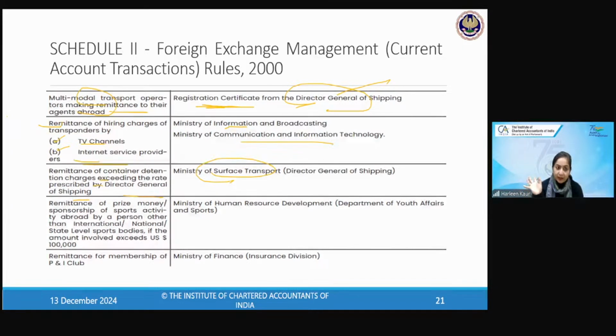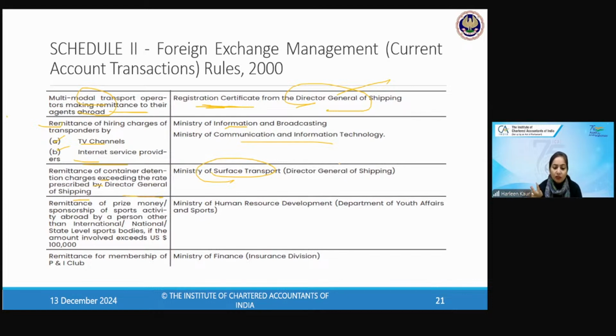Is that clear? Now, the last one is remittance of prize money or sponsorship of sports activity abroad. So you have gone abroad and won a certain sports activity, and you have won the prize money there. If it is other than international, national, state sports bodies, these are exempt. If prize money or sponsorship is being paid by an international body, then it is exempt. By a national body, then it is exempt. State level is basically a district body which is being covered.